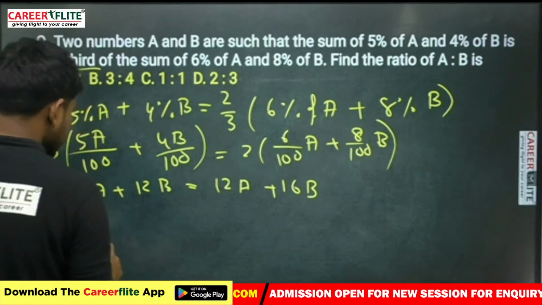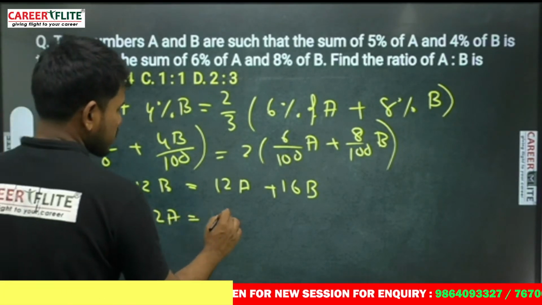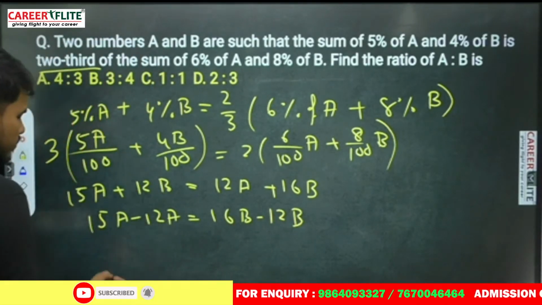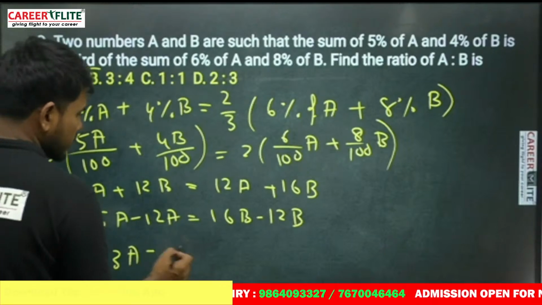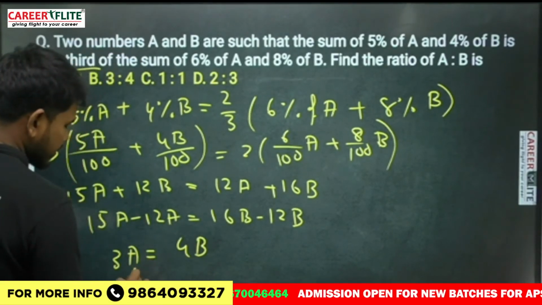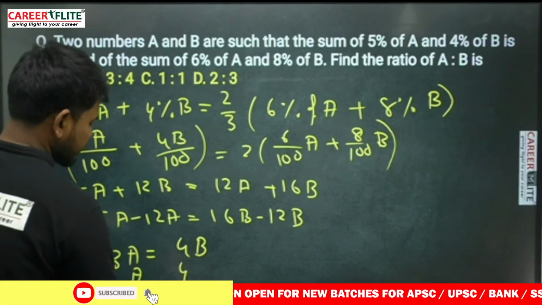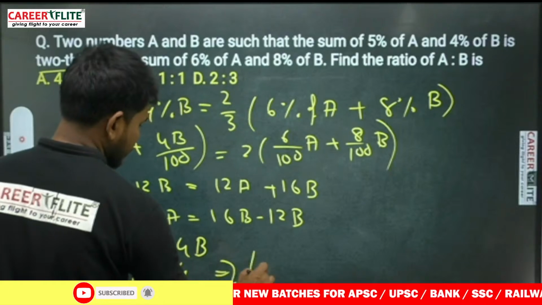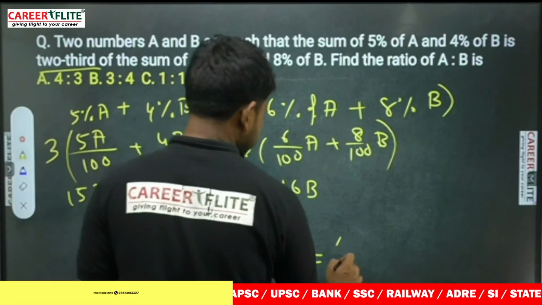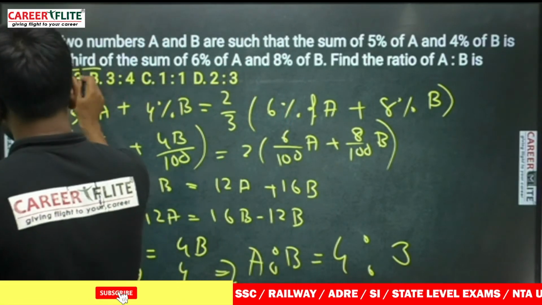We'll take this on the other side. 15A minus 12A, 16B minus 12B. 15 minus 12 is 3A. 16 minus 12 is 4B. This is A, B will come on this side, 3 will go on the other side. So what is the ratio? A is to B equal to 4 is to 3. This is option number A.